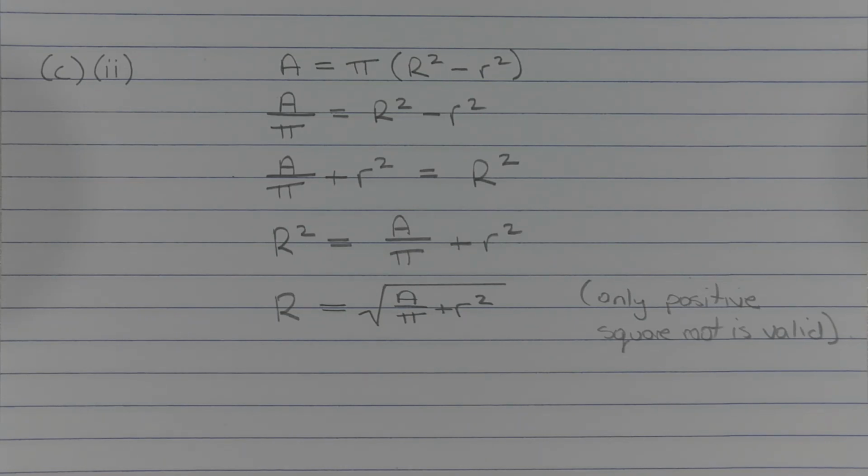Now capital R is to be the subject, so I'm going to swap both sides of the equation around. So we have capital R squared is equal to A over pi plus r squared. And finally, we need to do the inverse or the opposite of squaring capital R, which is to take the square root. So taking the square root of both sides of the equation, we have capital R is equal to the square root of (A over pi plus r squared). Now note that only the positive square root is valid because we're referring to the radius of a circle and negative radii do not make sense.